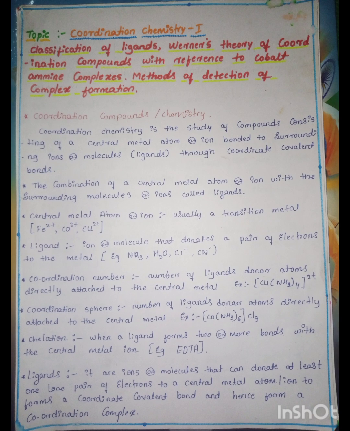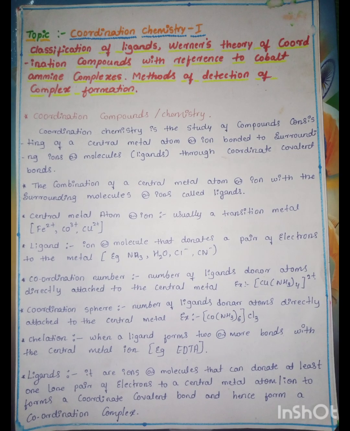Coordination number is the number of ligand donor atoms directly attached to the central metal atom. Coordination sphere: the ligands and donor atoms directly attached to the central metal atom. Chelation is when a ligand forms two or more bonds with the central metal ion. So what is a ligand? Ligands are ions or molecules that can donate at least one lone pair of electrons to the central metal atom or ion to form a coordinate covalent bond and hence form coordination complexes.